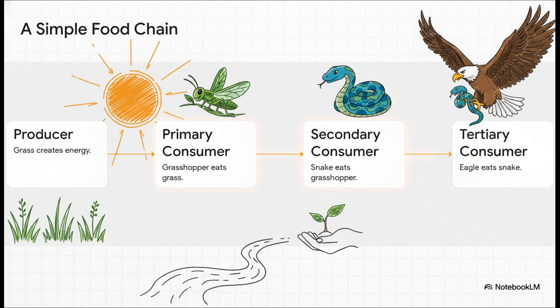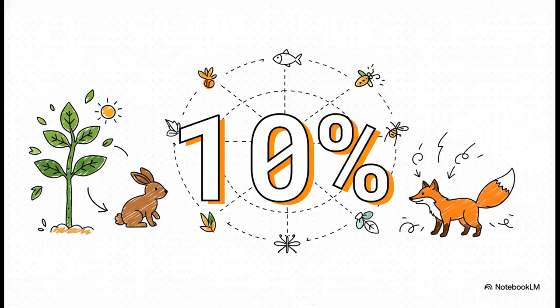It always starts with the sun's energy, which gets captured by a producer, and then it moves up through all the different levels of consumers. But here's where it gets really, really interesting. This transfer of energy, it's incredibly inefficient. There's this rule in ecology called the 10% law, and it basically says that only about 10% of the energy from one level actually makes it to the next level up.